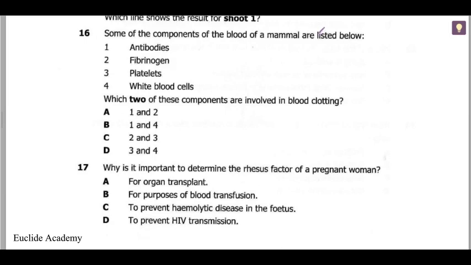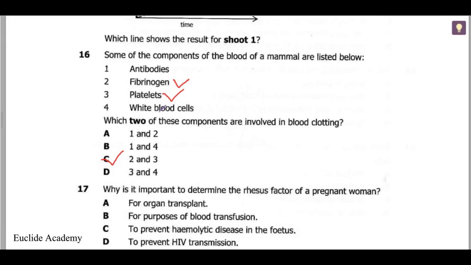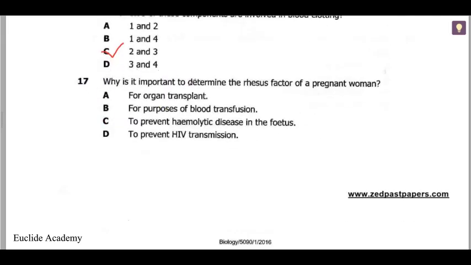16. Some of the components of the blood of the mammal are listed below: antibodies, fibrinogen, platelets, white blood cells. Which 2 of these components are involved in blood clotting? When we talk about blood clotting, we are talking about fibrinogen and platelets being involved, not antibodies or white blood cells. So we are looking for 2 and 3, which is C. Okay. Question 17.